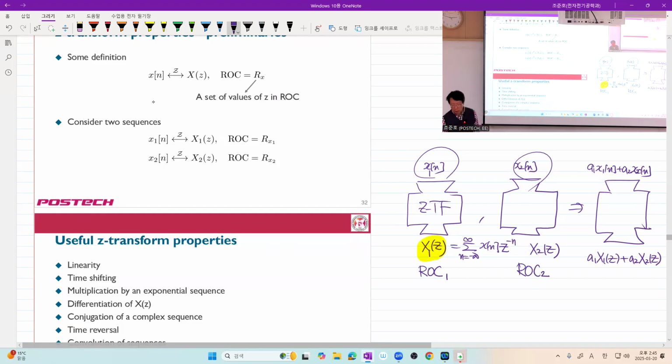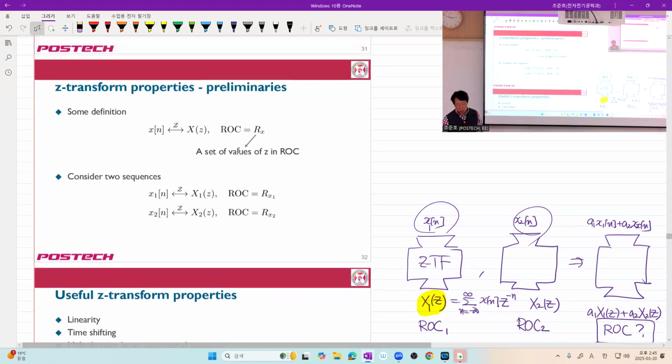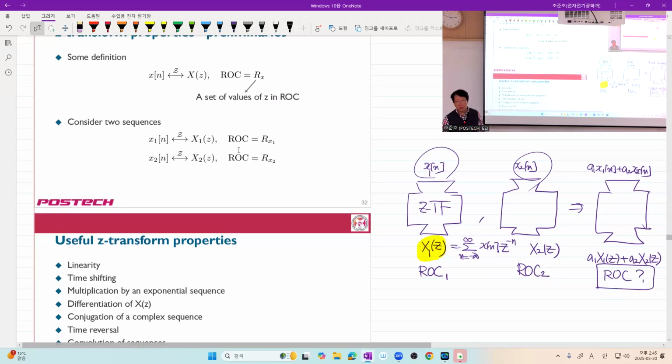Now, when you say that the Z transform is a linear operator or satisfies linearity, then what about the region of convergence of the linear combination's Z transform? Got it? So here, not just "hey, the Z transform satisfies linearity," but you have to pay attention to what the region of convergence is after you apply a linear combination to the input. Got it?